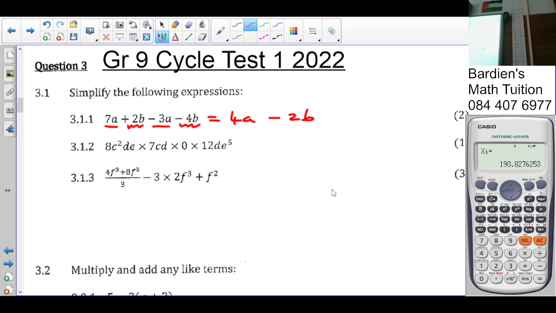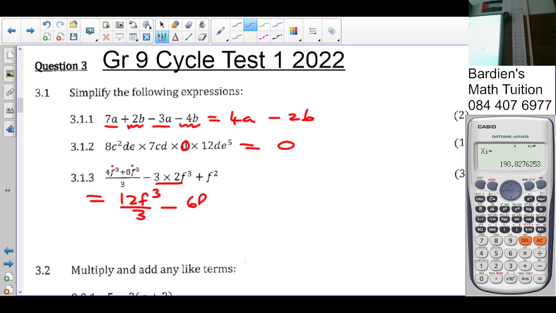For the sum here in 3.1.2, what you should have noted is the 0. Any real number times 0 is 0. The answer is simply 0 there. The next one, we're going to first add, and that needs to be multiplied. So how many terms are here? There's basically 3 terms, a trinomial. So before we can add and subtract the terms, we must simplify those terms there. So it's going to be 4f cubed plus 8f cubed. It's going to give you 12f cubed over 3 minus 3 times 2f cubed.